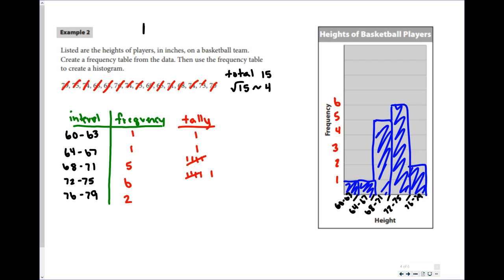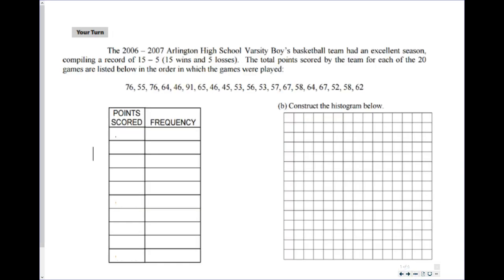Okay? All right, the next example I'd like you to try on your own. I've already given you a nice frequency table, so you don't have to draw that on your own. And I've given you a grid to make your histogram. Now, the additional thing you'll have to do on this when it's blank completely, you've got to remember to label your axis.